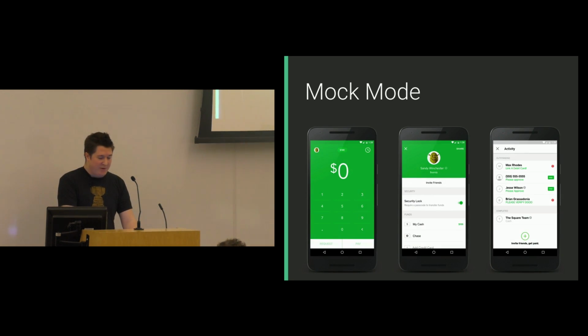At Square, we take this really far. We can run our entire app in what we call Mock Mode. This is Square Cash. And so you see there's fake users, there's fake payments. This never hits a server. It's also stateful, so you can go and send a payment and it will be added to the list. But then kill the app and restart it, and it's back to the original state. Super useful for writing both unit tests and instrumentation tests against.